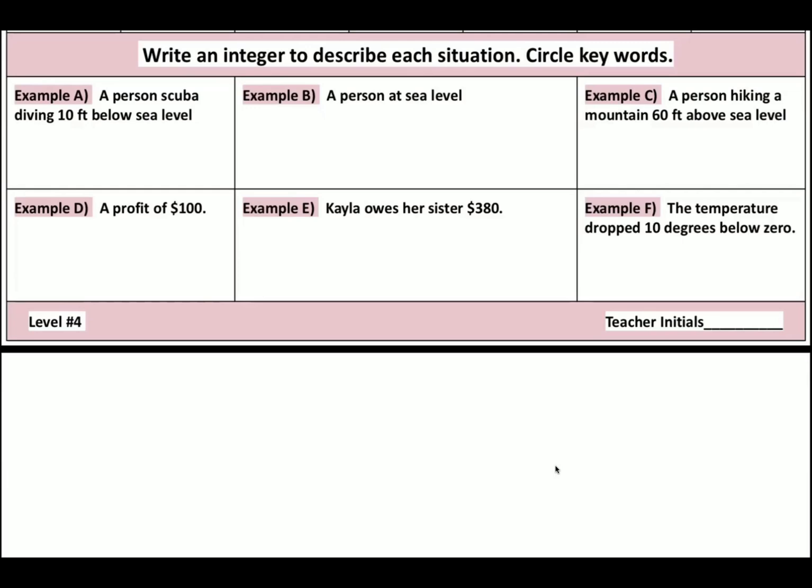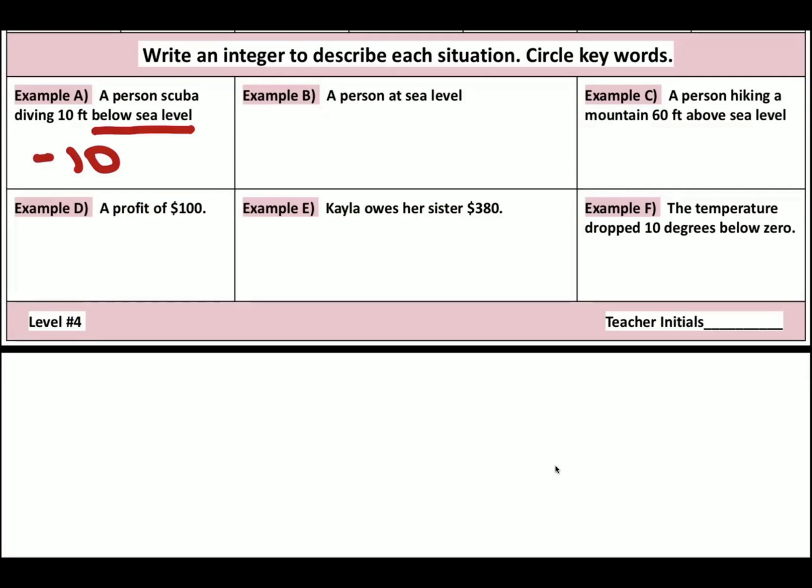Example A says, a person scuba diving 10 feet below sea level. I know below sea level are keywords for negative numbers. So since we're talking about 10 feet below sea level, I'll write the integer -10. Complete B through F on your own. Pause the video, then come back once you're finished.